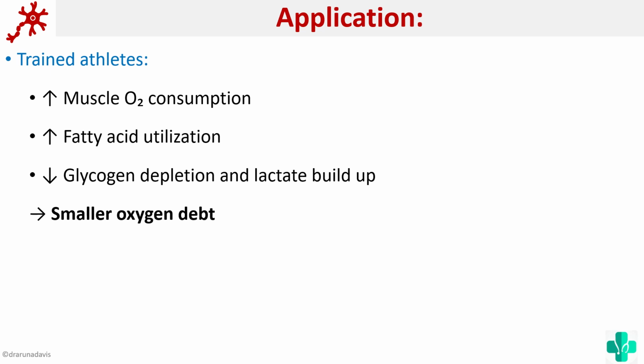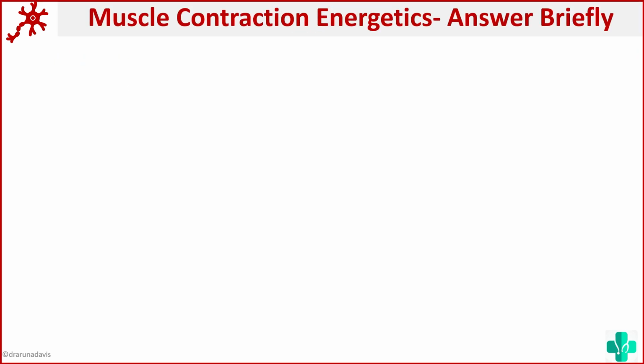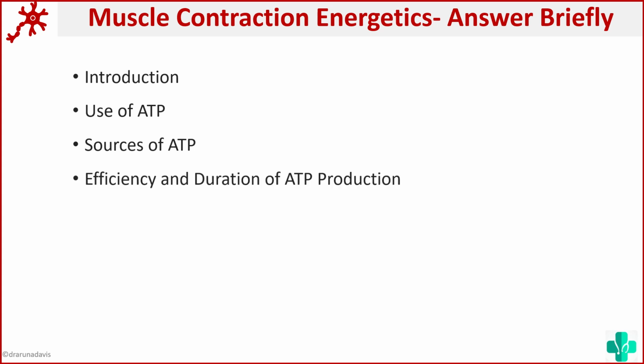Okay. So if muscle contraction energetics is asked as a brief answer question, you can write about the introduction. That is, what is this energetics? Why does muscle need ATP? What are the sources of ATP? What is the efficiency and duration of ATP production in different sources? Mention about oxygen debt, and finish it off with the application.